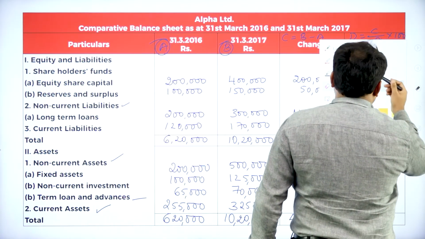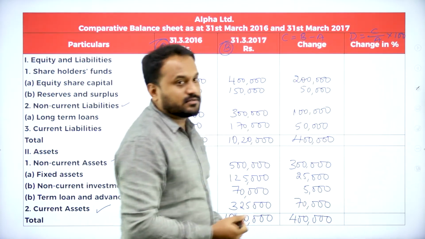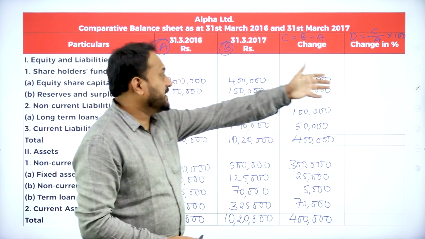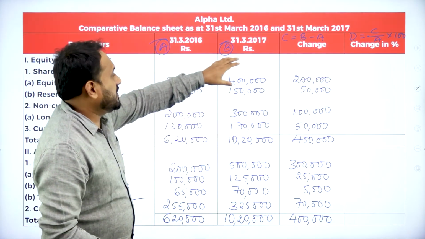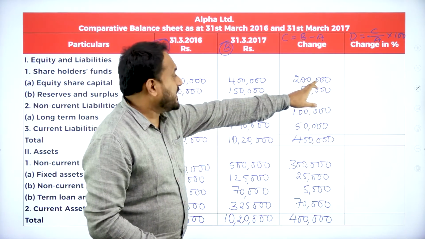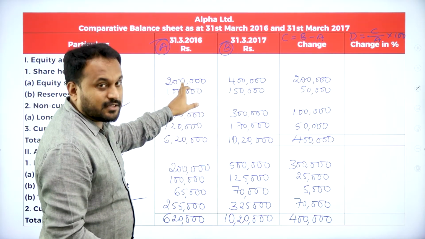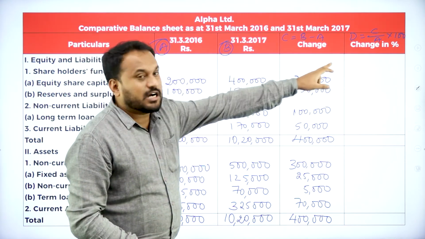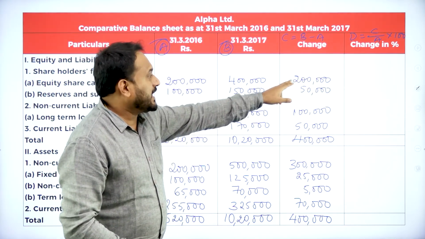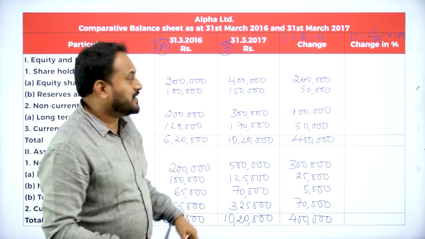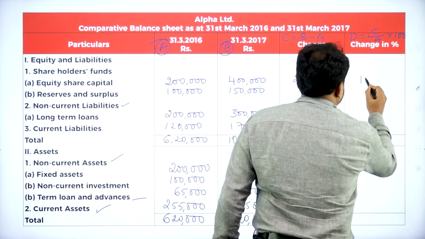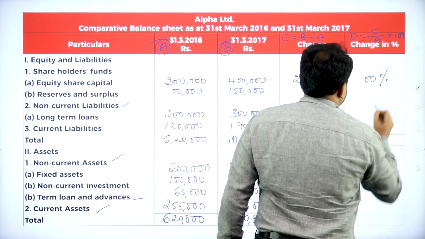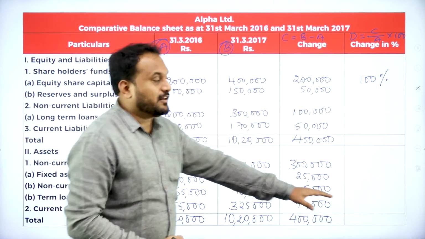D is equal to C divided by A into 100. Now, what is C here? C is this 2 lakh. 2 lakh divided by 2 lakh into 100. So what happens? 2 lakh divided by 2 lakh is 1. 1 into 100 is 100. So how much percent? 100%. Like that you people need to actually calculate the same here.